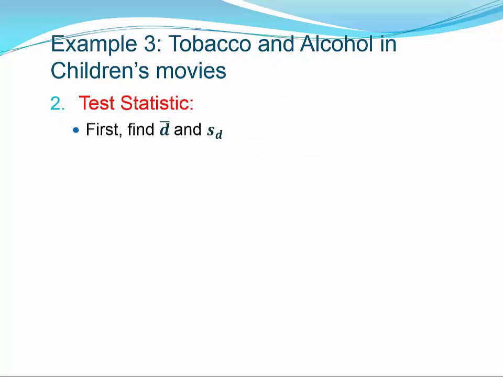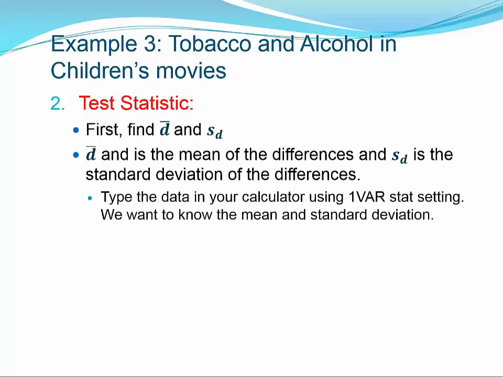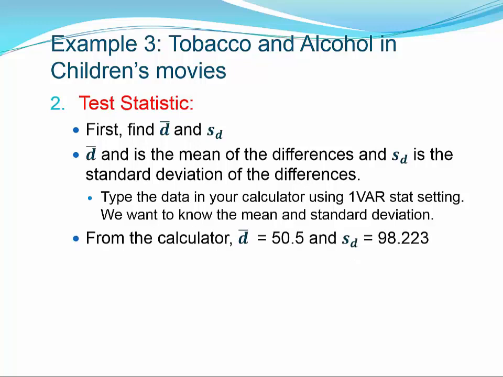So the test statistic requires us to find d bar and s sub d. D bar is the mean of the differences and s sub d is the standard deviation. So once we type the data in the calculator, we're going to find these values. We want to know the mean and standard deviation. So from the calculator, d bar or x bar is 50.5, s sub d is 98.223. So to be really precise, you really should go out several decimal places for the average and for the standard deviations.